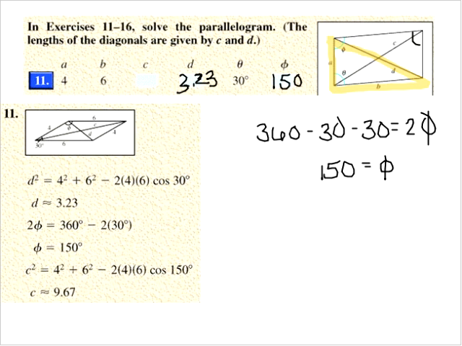Once I know that, I can then use the law of cosines again to find the other missing diagonal. So diagonal C. Knowing a parallelogram, this is also B up here, that length. So I can use the law of cosines for that pink triangle now as well to find that missing diagonal. Don't forget that when you're setting it up, you take the square root to find your actual answer there of about 9.67.